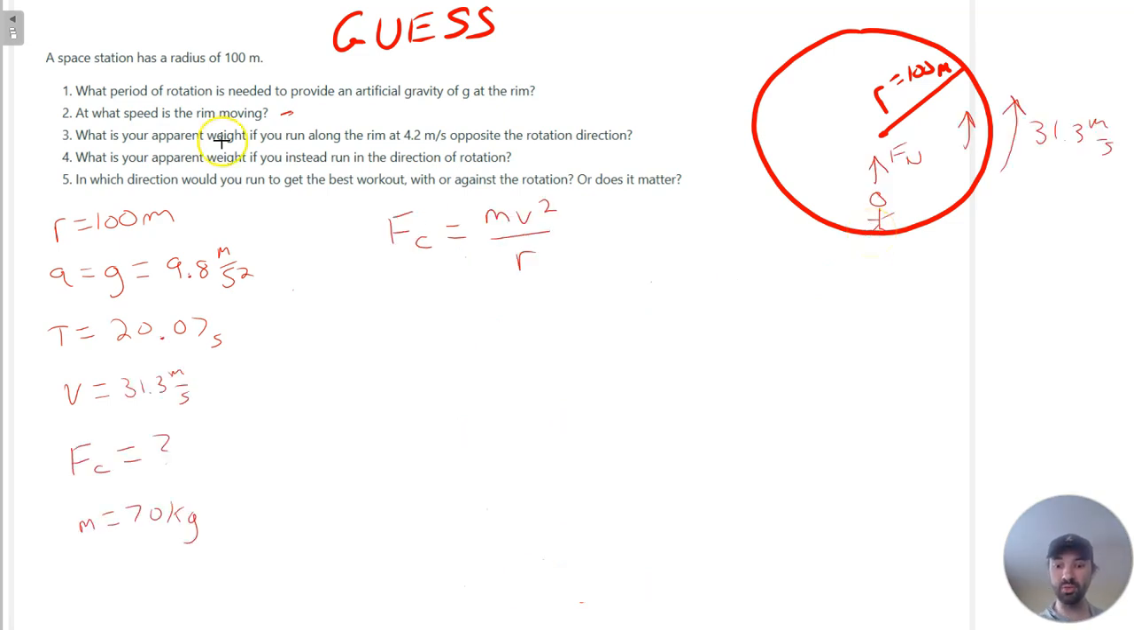Okay, so the next question is, what is your apparent weight if you run opposite the direction of rotation? Opposite direction of rotation means you are going to be decreasing your speed. So let's erase this. And we're going opposite. So our speed is going to be minus 4.2 meters per second. So our speed is actually only going to be 27.1 meters per second. And apparent weight is the normal force on us. Since we're going in a circle, the normal force is the centripetal force pushing us towards the center of that circle.